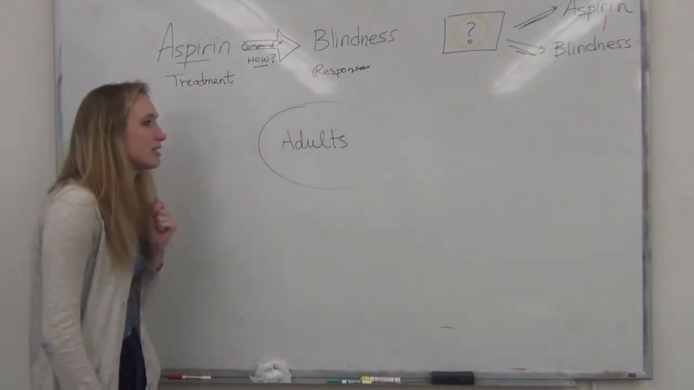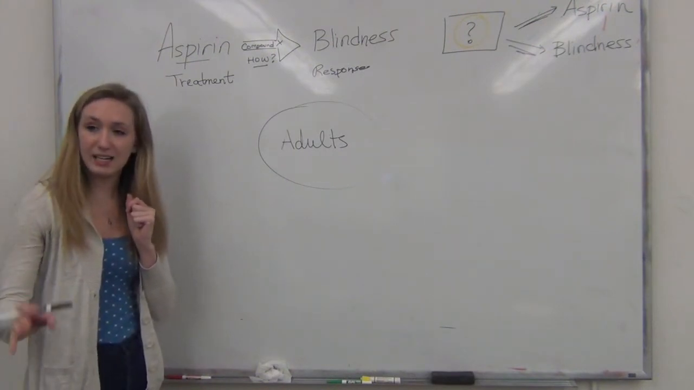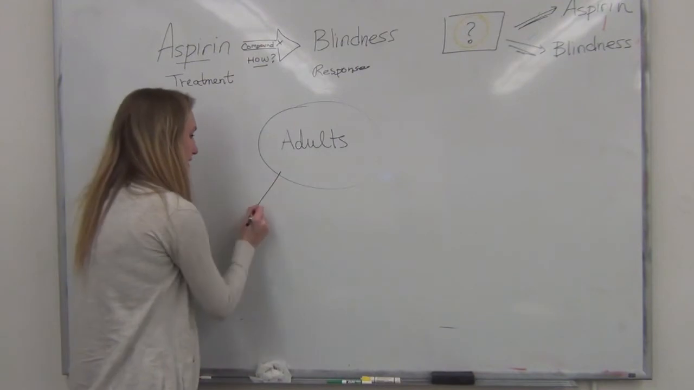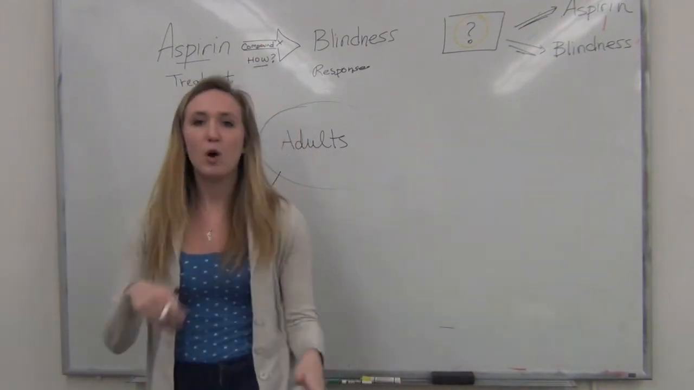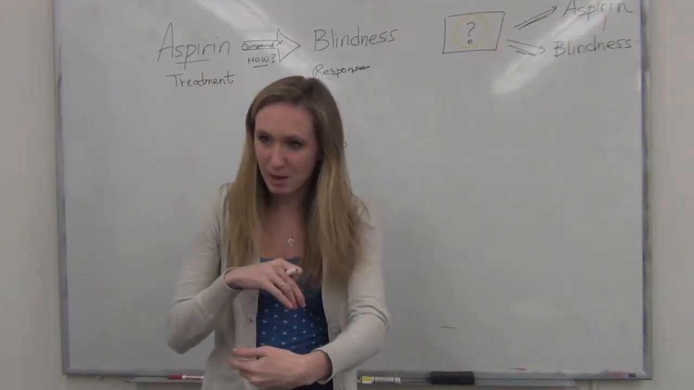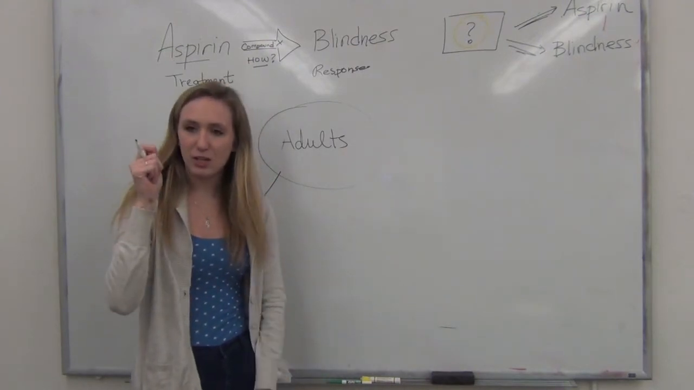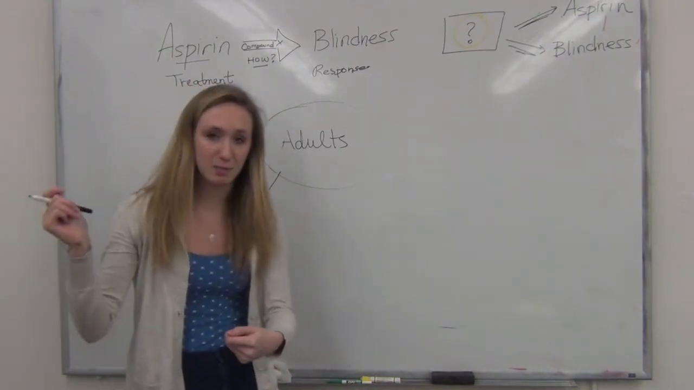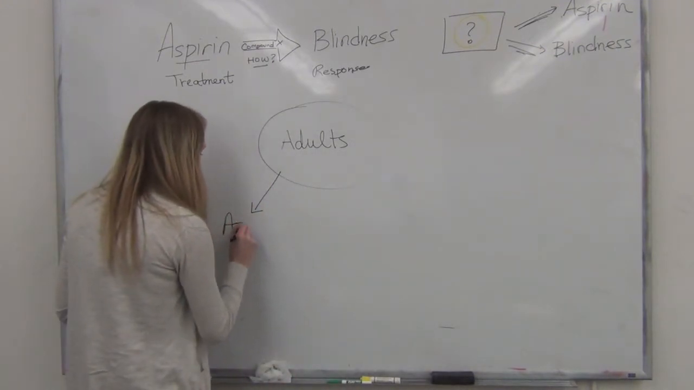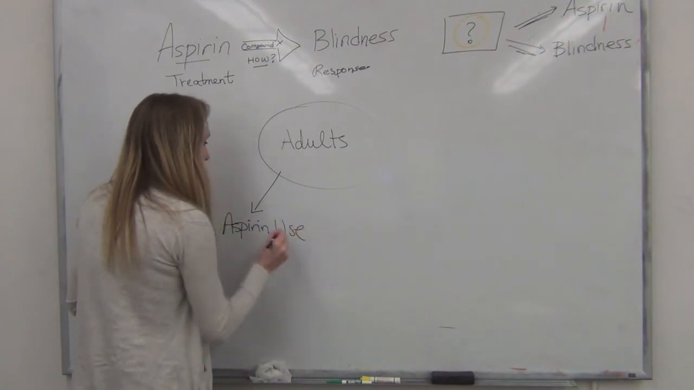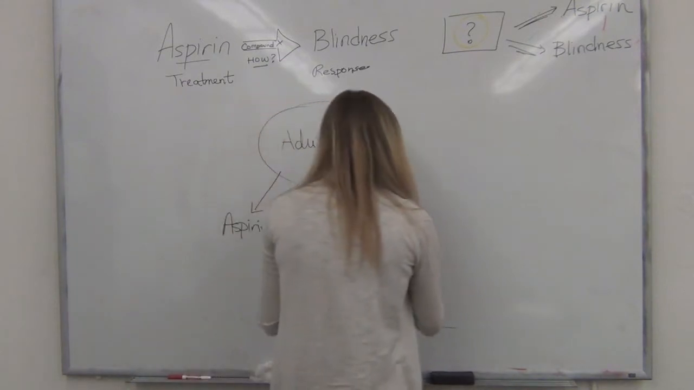What could we do in a randomized experiment? Any ideas? We would assign aspirin use. So we would say, okay, we randomly assign aspirin use to you, you, you, and you. We put every adult's name in the box. We stir it up really good, and we pull out the names. And we say, okay, you're an aspirin user. You're an aspirin user. And half the people in the box we assign to aspirin use. And then the other people who are left in the box, they're assigned to no aspirin use.